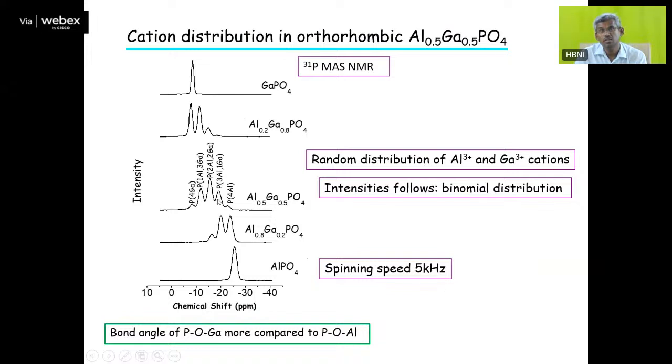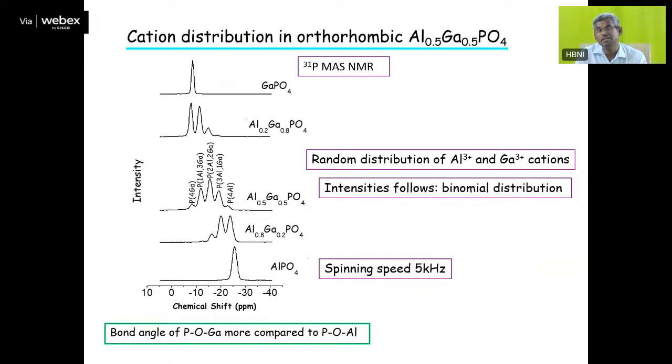Similarly, here from this phosphorus 31 NMR, we can say both aluminium and gallium are randomly distributed in the solid solution, and we can predict how much phosphorus will have 4 aluminium configuration as next near neighbors. How many phosphorus will have 2 aluminium, 2 gallium, etc. So this is a very, very important information which you get from phosphorus NMR.